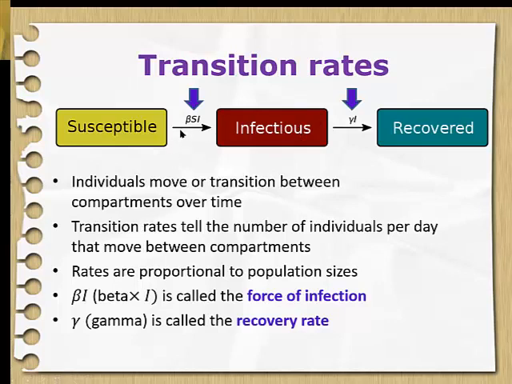Now here we have beta SI. I can think of this as beta I times S, the number of susceptibles. So beta times I is called the force of infection, and gamma is called the recovery rate. Just to make it very clear, S is the number of people susceptible, I is the number of infectious. There's no transition from recovered, so I don't have R in my transition rate model.